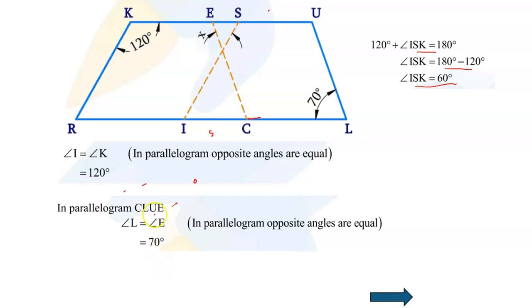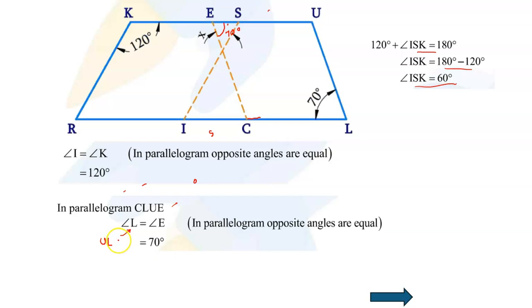Now in parallelogram CLUE, L is equal to E. So parallelogram's opposite angles are equal. Now which L and which E? Don't get confused with this. This is your A. This is your E. And this is your L. So this is becoming 70 degrees. Because of these wordings. So L means, as usual, what is L? L means it is ULC.